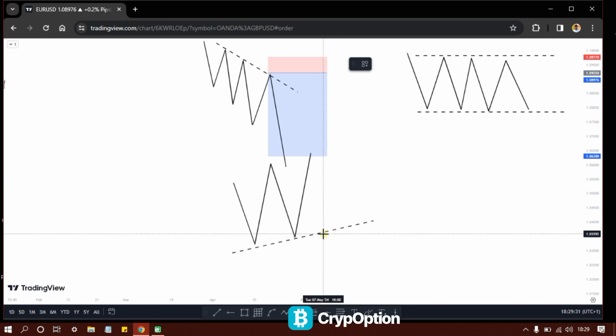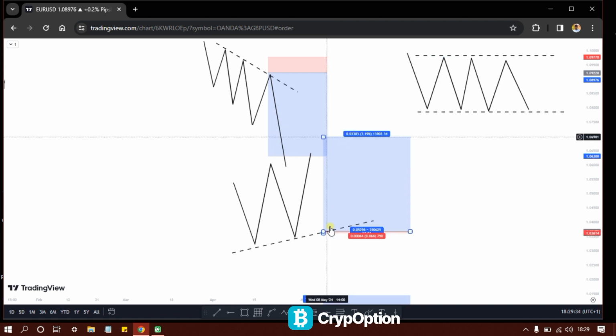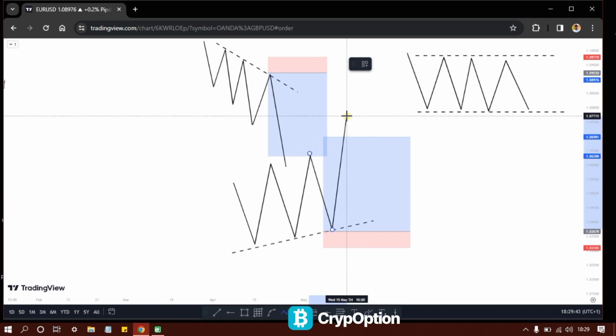Then what do you have to do? Opening a long position from that particular point and having your stop loss a little bit below the support, and that is how it works. Then we have price coming into that zone, pushing to the upside, and that is how it works.